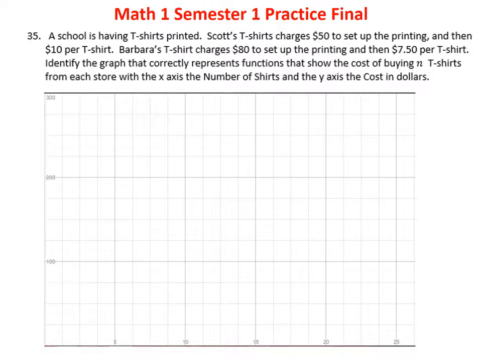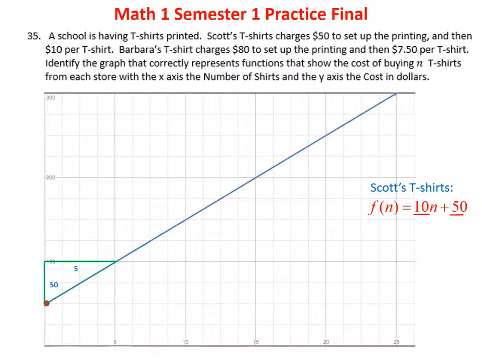Let's graph this problem and then identify the graph on your screen that matches it best. First of all, Scott charges $50 to set it up and then $10 per t-shirt. So I would have a y-intercept of 50, a slope of 10 over 1, and it would look something like that. Here I went up 15 over 5, same kind of thing. And so there's my graph of what Scott's t-shirts look like.